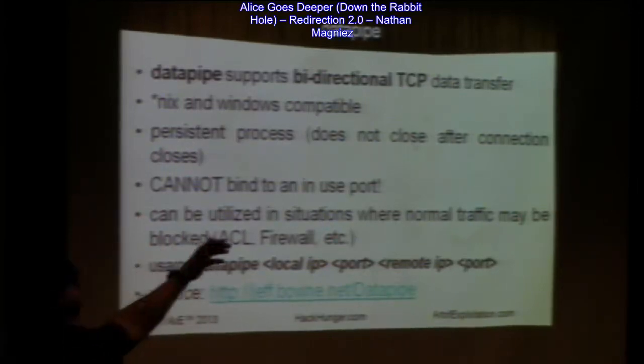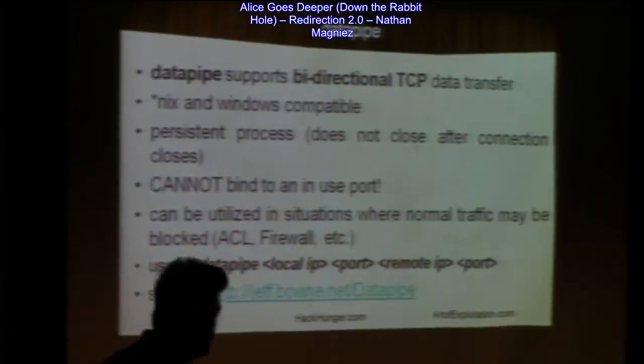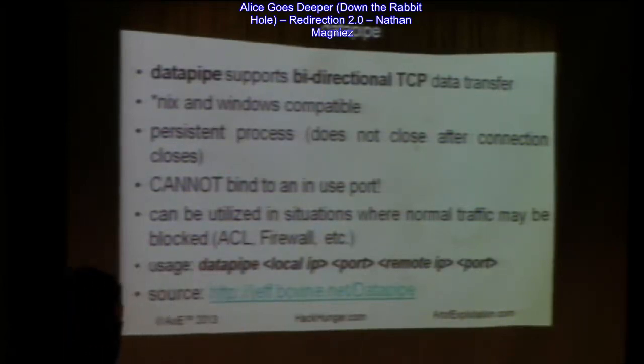And we use this just like we talked about to remain anonymous, and in those situations to redirect around firewalls or security controls to get to your end target. The usage is pretty simple. It's down here at the bottom, but I'll cover it more in the next slide. It's originally from jeffbovine.net/datapipe.